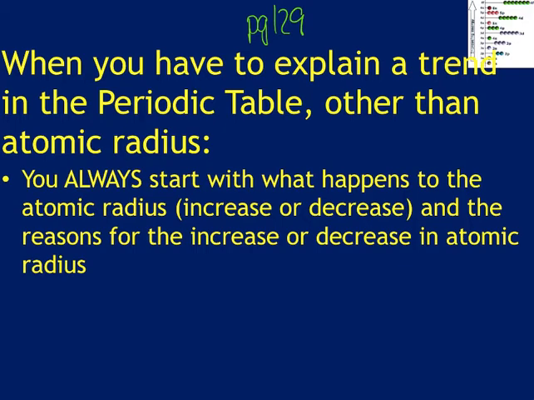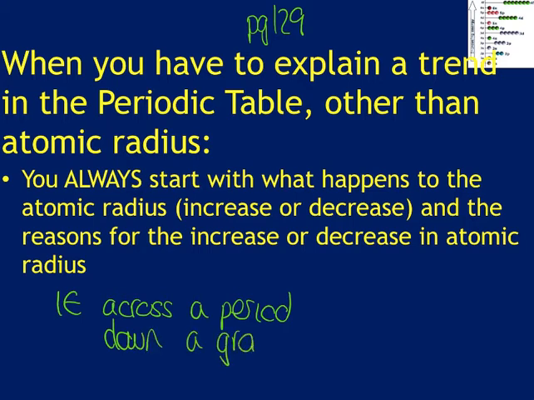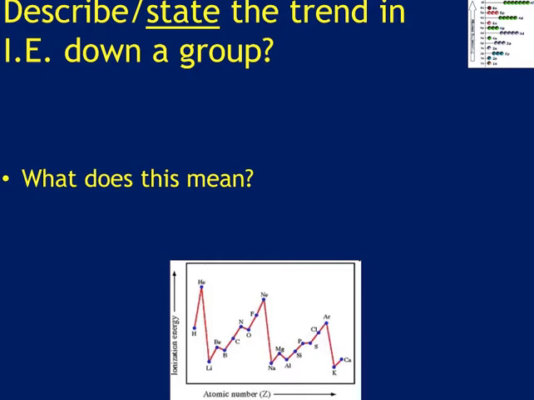So when we talk about ionization energy, we will describe ionization energy going across a period, or ionization energy going down a group, and we will use the blurb for atomic radius. So we'll say what happens to atomic radius and then the reasons for that increase, and we use those to explain ionization energy across a period and down a group. So if you can get that into your head sooner rather than later, you will be able to nail this.